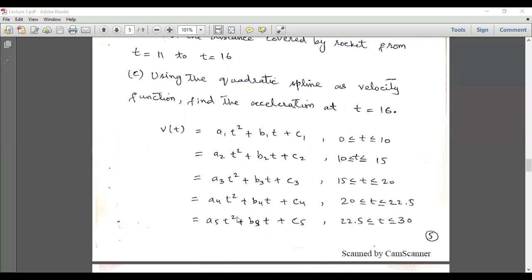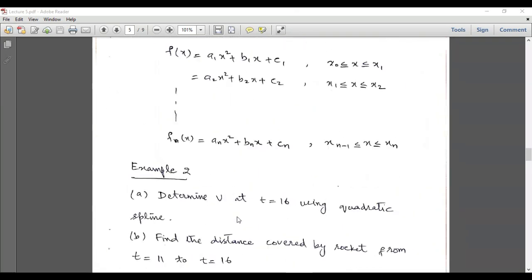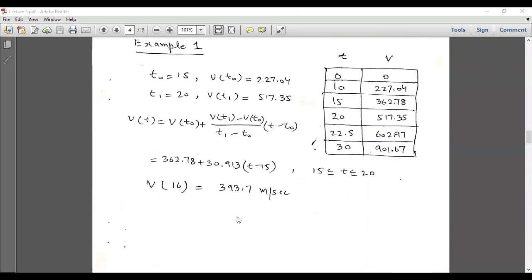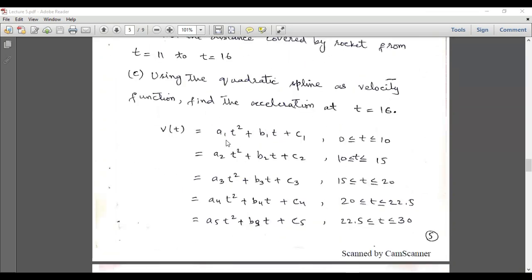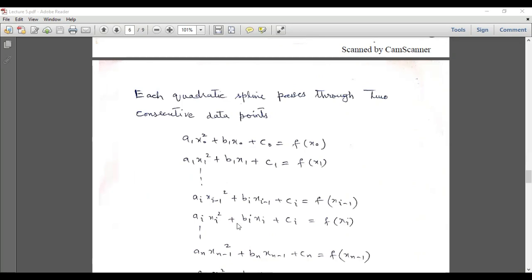total 5 splines in this problem, because from here you can see that we have total 6 data points. So there will be 5 splines to solve this problem, and the equations of those 5 splines can be written over here. So this is the first spline, which is lying from t equal to 0 to 10. From 10 to 15 is the second spline, and so on. And this is the last spline.